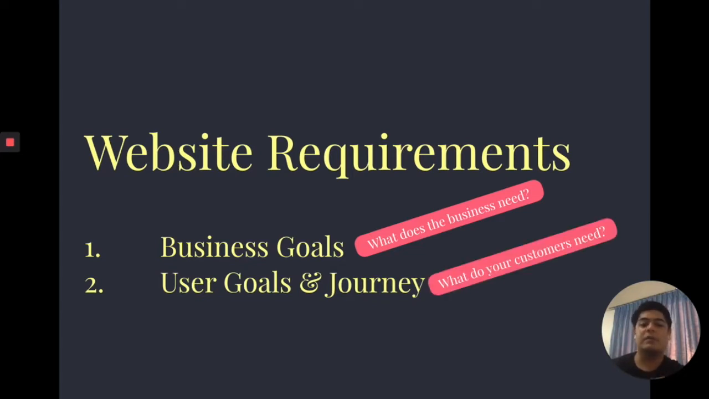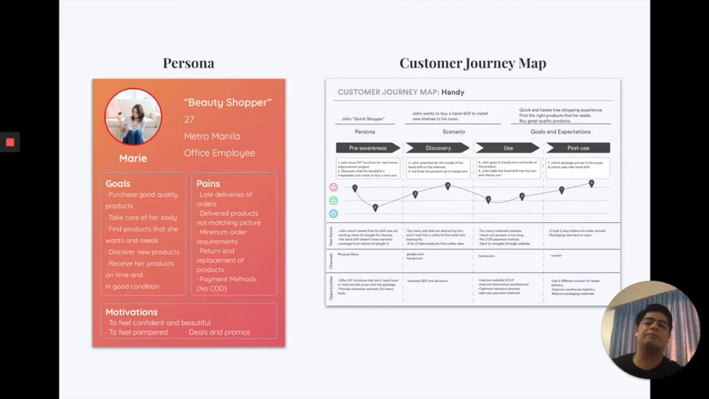So what do your customers need, and what do they want? Essentially defining that, and then what do they need to have to be able to achieve those goals. So those are the first two requirements: business goals and the user goals and journey.